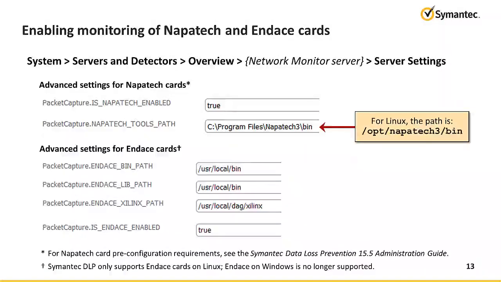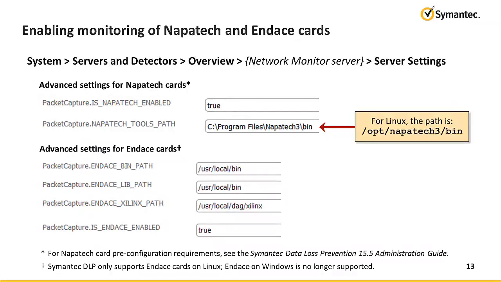To use Napatech or Endace cards with Network Monitor, there are items you must configure in the Network Monitor server's advanced settings in order for these cards to appear in the Network Interfaces list. These advanced settings can be found at System, Servers and Detectors, Overview, the name of your Network Monitor server, Server Settings. The required settings are shown here on this slide.